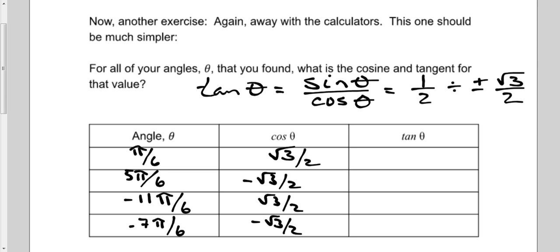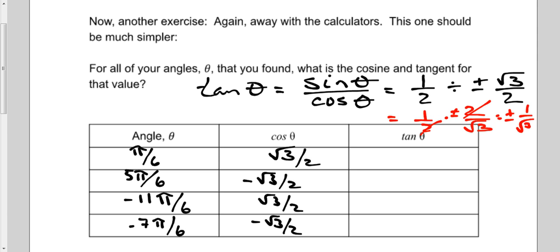Now, review, back to like 7th grade. How do I divide a fraction by a fraction? Multiply by the reciprocal. So, this equals 1/2 times plus or minus 2 over root 3, right? And then I can either simplify before or after I multiply, right? Let's simplify before. And I get plus or minus 1 over root 3.